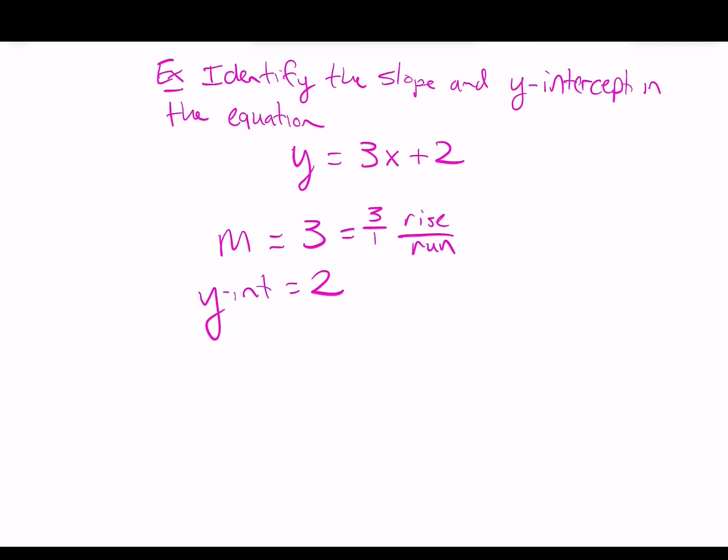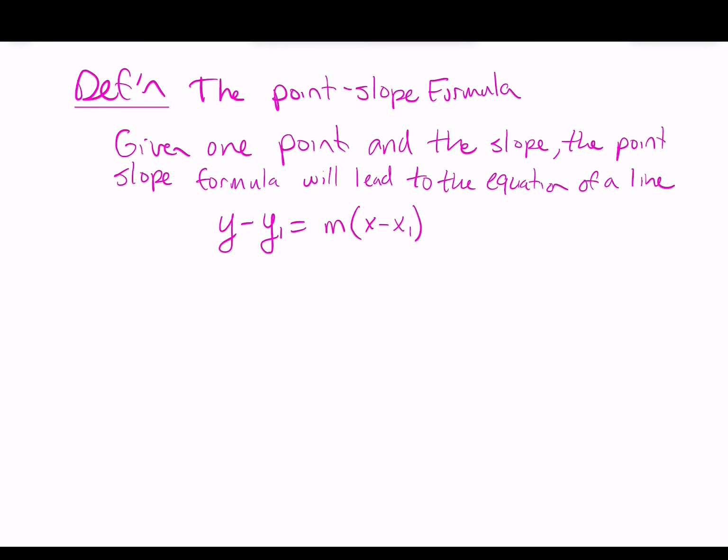Let's now move on and discuss the point slope formula, which will help us determine the equation of a line given a point and the slope. The point slope formula says that if we're given 1 point and the slope, that the point slope formula will lead to the equation of a line. So what we can do is say that y minus y1, the y value of our point, is equal to m, the slope of the line, times the quantity x minus x1, which is the x-coordinate of the point we're given.